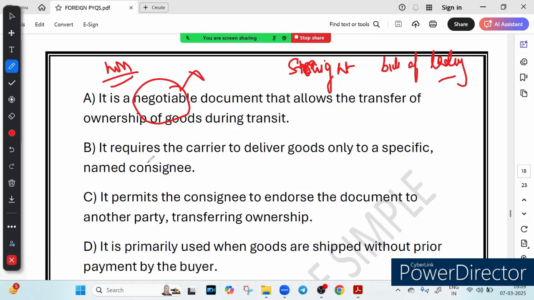Option number B says that it requires the carrier to deliver goods only to a specific named consignee. Yes, this is correct, because the straight bill of lading specifies that a carrier must deliver the goods to a particular named consignee, right? So this ensures that only the intended recipient can receive the goods.